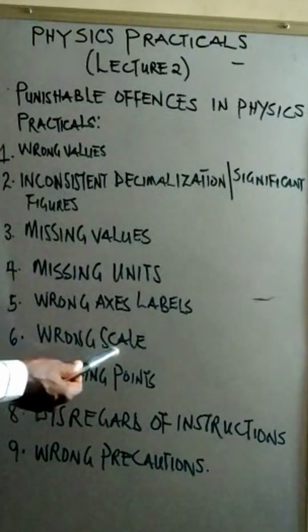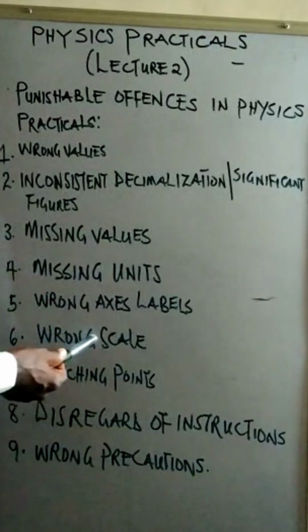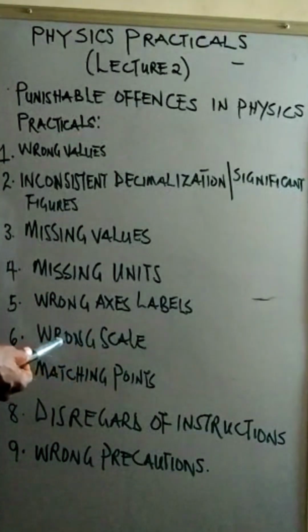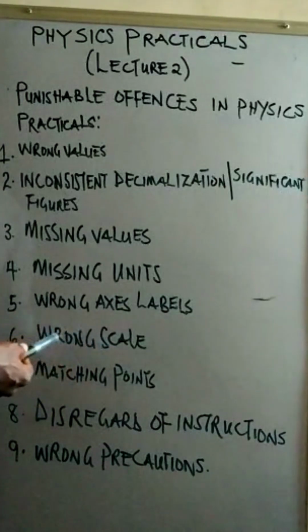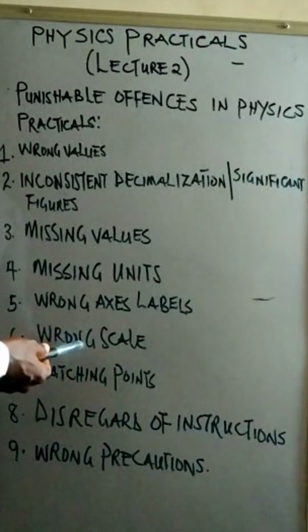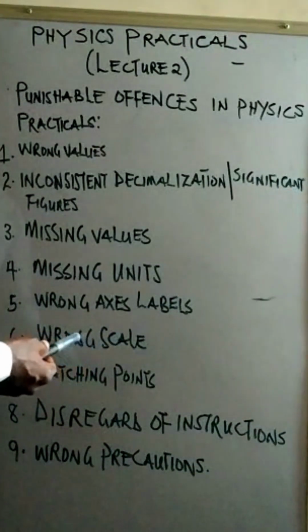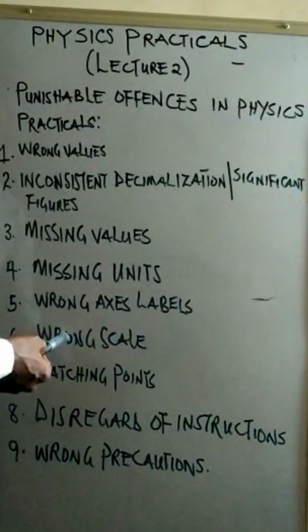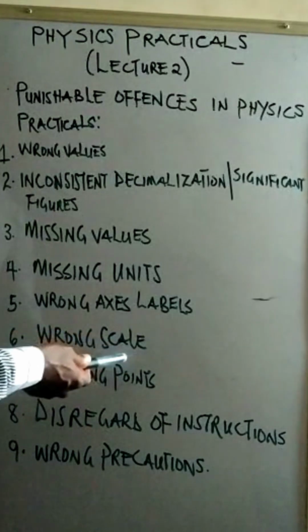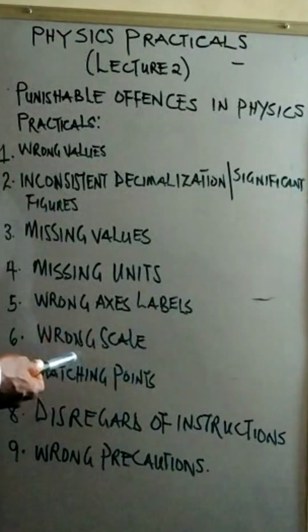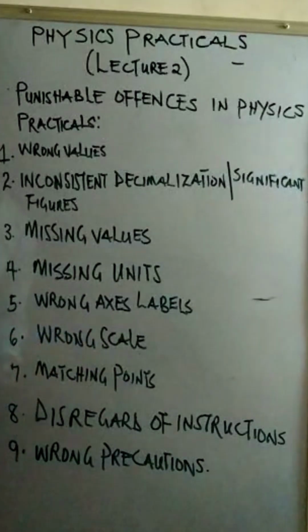Number 6, we have wrong scale. When your scales are wrong, all right? There are so many aspects to this. Wrong scales, if your scale is wrong, either by inconsistent unit spacing, or when you don't start from the zero, from the origin, if the question asks you to do so, all of those are classified under wrong scaling.